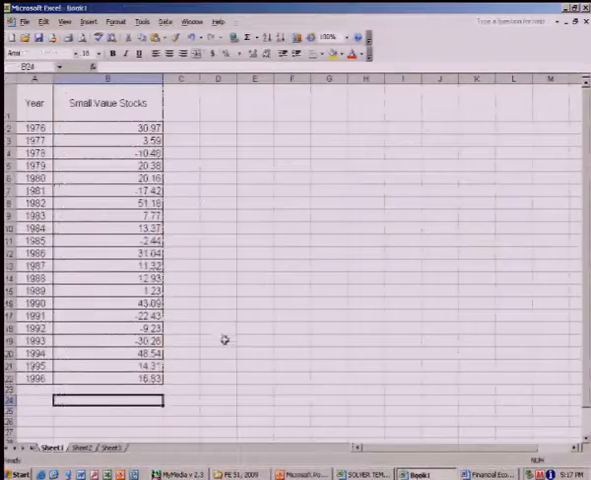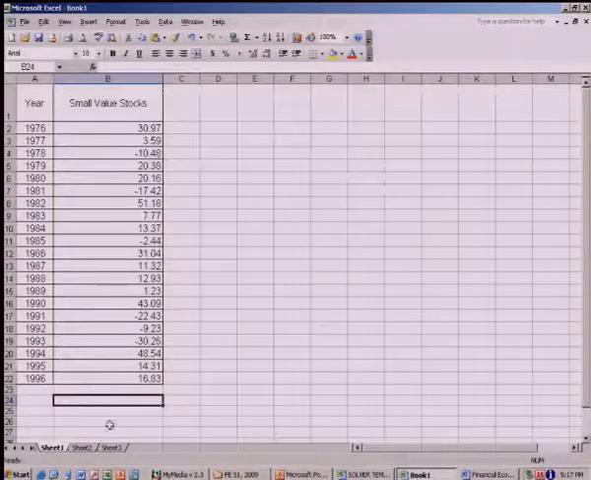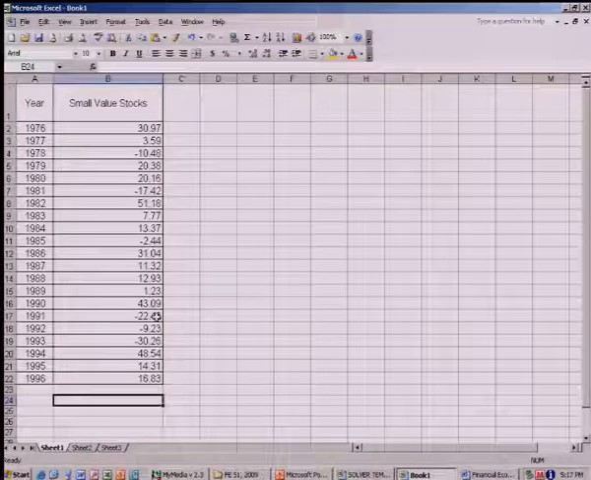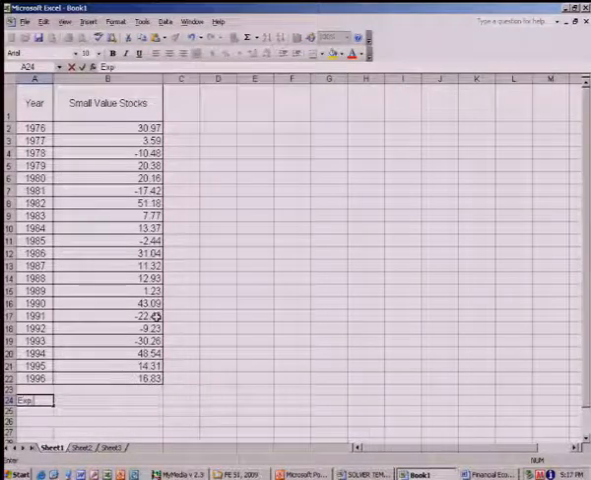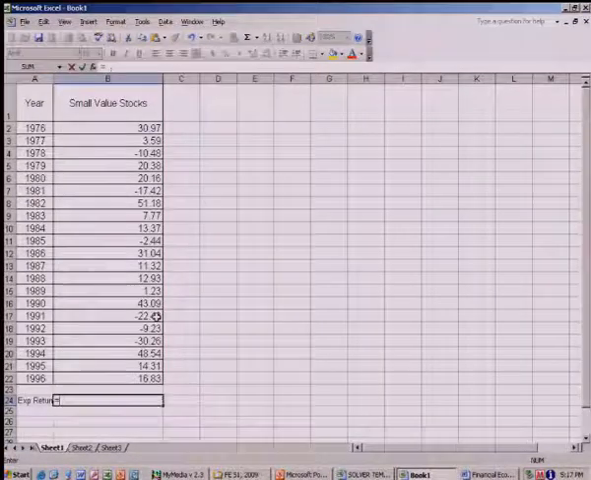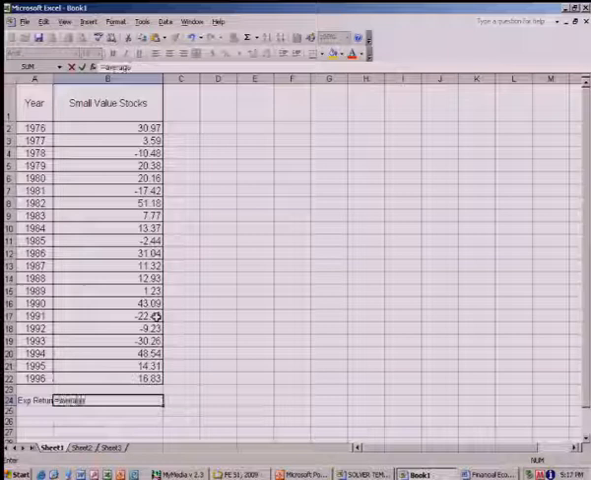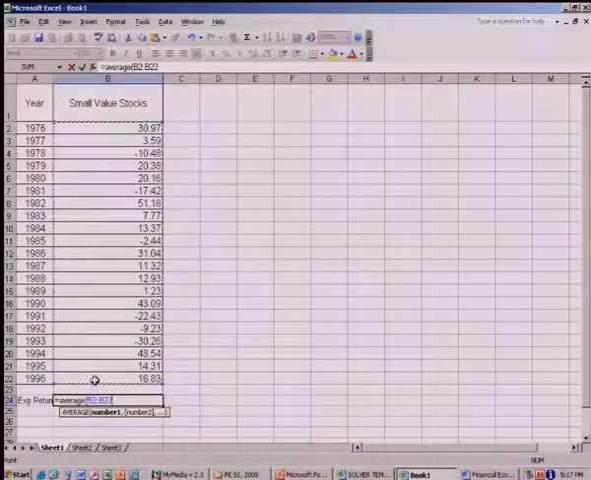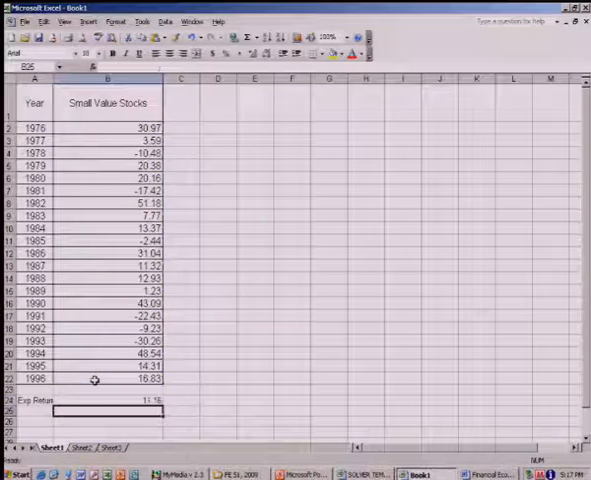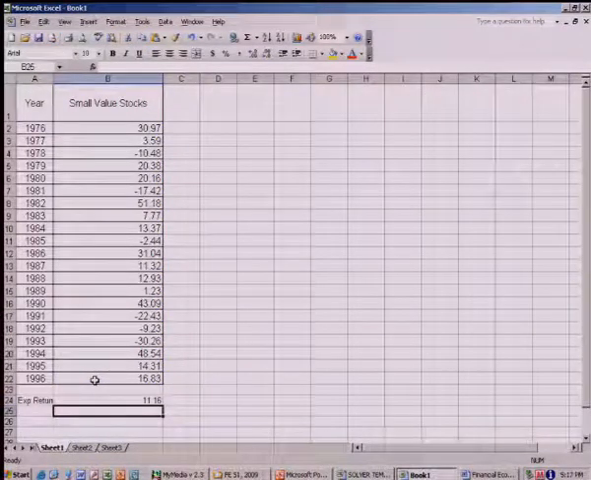So I just made up some returns, holding period yields on this so-called small value stock. And to find the expected return, all you have to do is enter the equal sign, enter AVERAGE, open the brackets and select all of the data, close the brackets, and that will give you 11.16%. That's what you expect the return for this particular sample set to be.